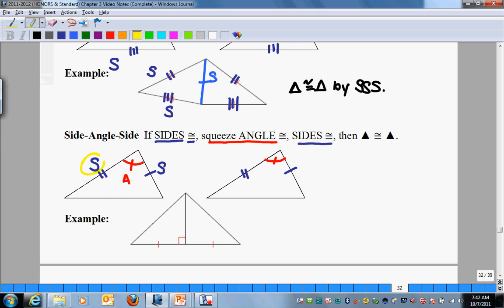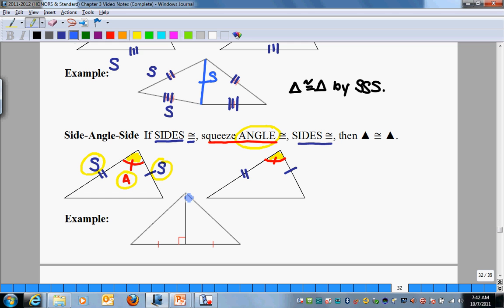Side, angle, side. Again, this is called a squeeze angle, or the technical name is included angle. It means an angle that is squeezed between two other sides. I call that an included angle is the technical name. I will call it a squeeze angle. Let's check out another example.